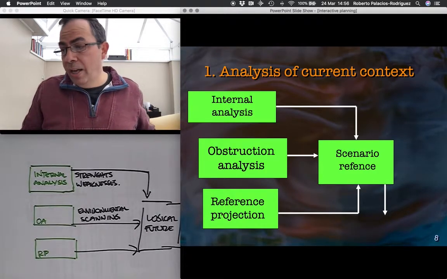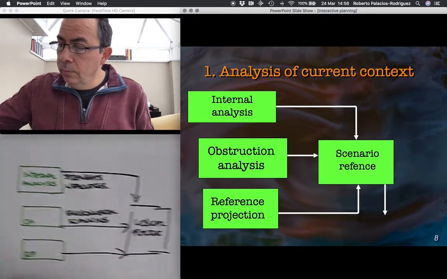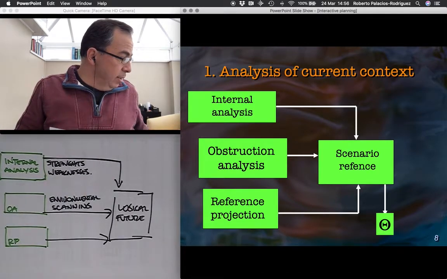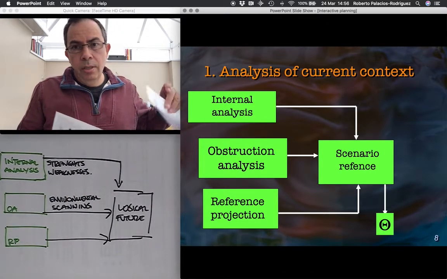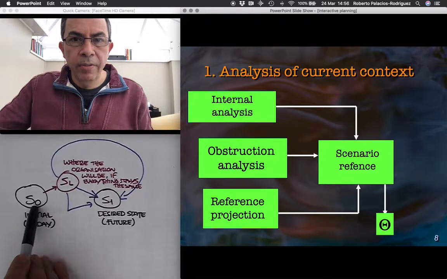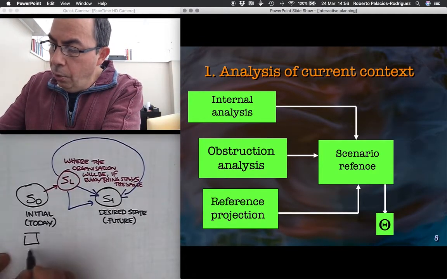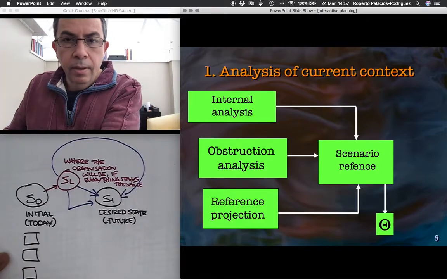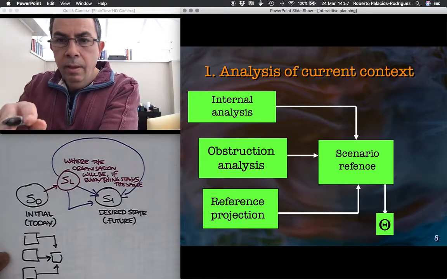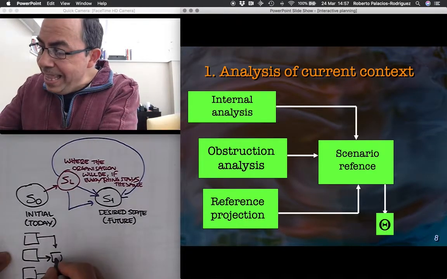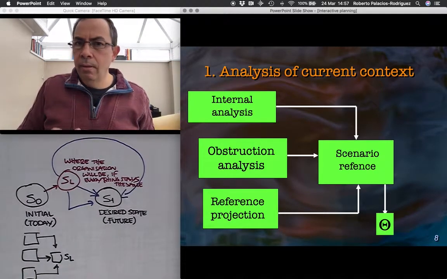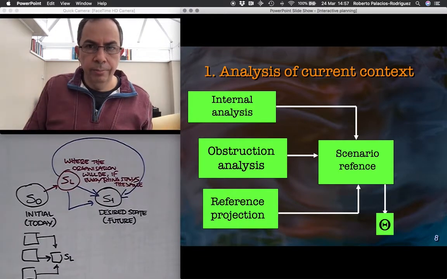Going back to the drawing that I had before, let me complete the diagram there. That one connects to the next stage in the process. So using this drawing that I had, this is where we are. If you want, these are the first three activities. With these three, remember you form this one here, the scenario reference, and this, if you want, this is the SL. Where will we be in the future if things stay as they are?